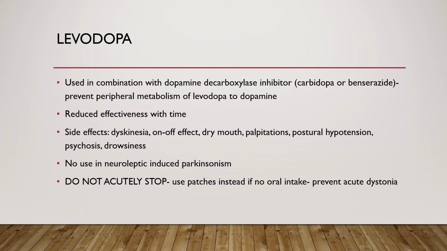So back to levodopa. Levodopa you can use in combination with some dopa decarboxylase inhibitors, such as carbidopa, which basically prevent the breakdown of levodopa in the peripheral circulation into dopamine. So it only gets broken down into dopamine after it crosses the blood-brain barrier. A lot of patients experience reduced effectiveness with levodopa over time. So their Parkinson's symptoms might improve at first and then return.